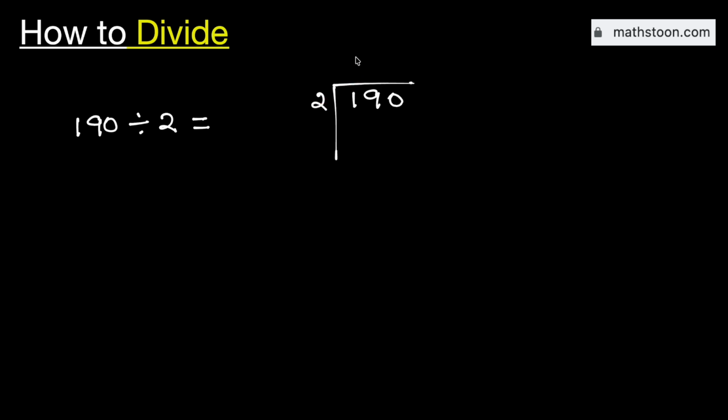We know that 2 times 9 is equal to 18. Subtract, we get 1. Now see that this 1 is less than 2. That is why we will bring down this 0 here.